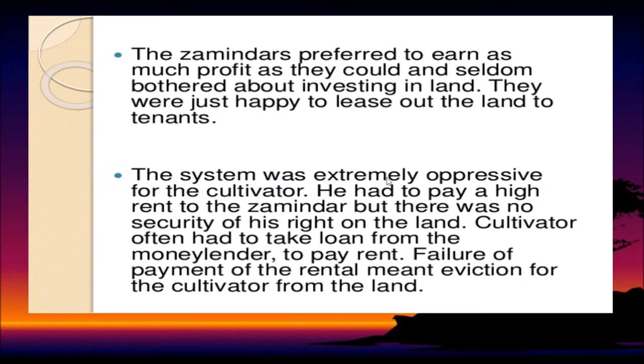The system was extremely oppressive for the cultivator. He had to pay a high rent to the zamindar, but there was no security of his right on the land. The cultivator often had to take a loan from the moneylender to pay rent. Failure to pay the rent meant eviction for the cultivator from the land. Soon after introducing the permanent settlement, the company realized that the zamindars were not improving the farmlands because the amount they had to pay to the company was so high that they had little money left to improve the farmlands.